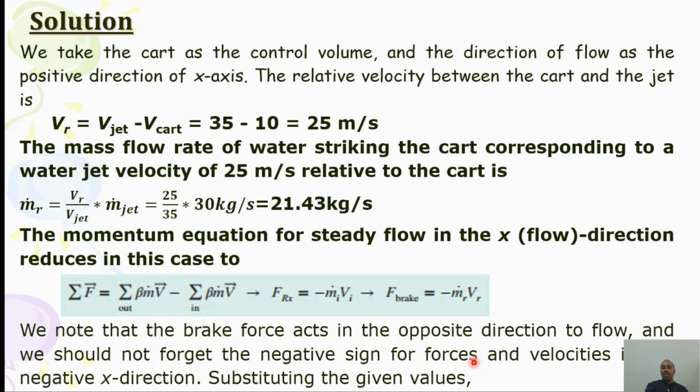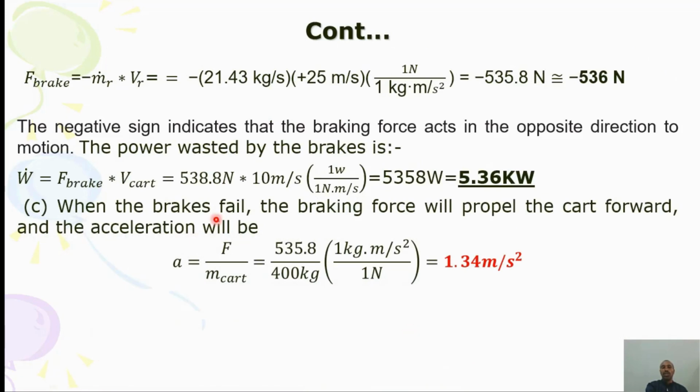So substituting the given values in the equation, the force of the brake should be negative of the relative mass flow rate times the relative velocity. So if you substitute in this equation, you will have negative 536 Newton. So the negative sign indicates that the braking force acts in the direction opposite to the motion.